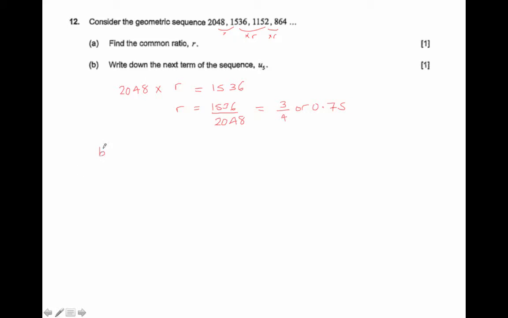For B, we're asked to write down the next term in the sequence, U5. So, like I said, we're multiplying by r each time. So we take U4, which is 864, and times by 3/4, and we go to 648.